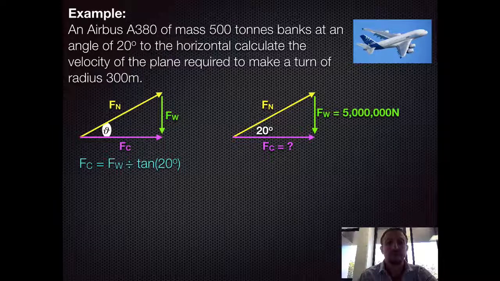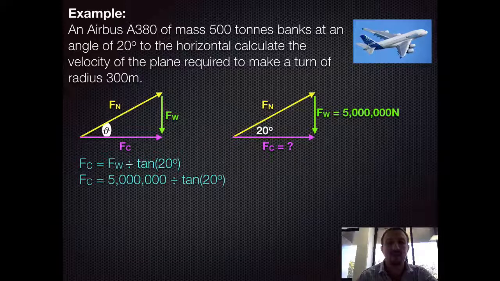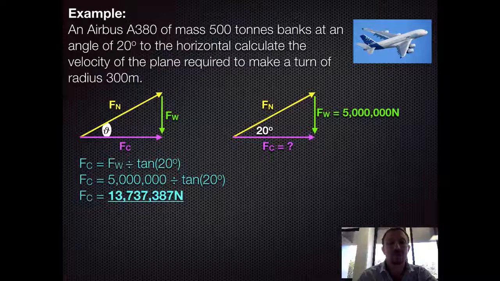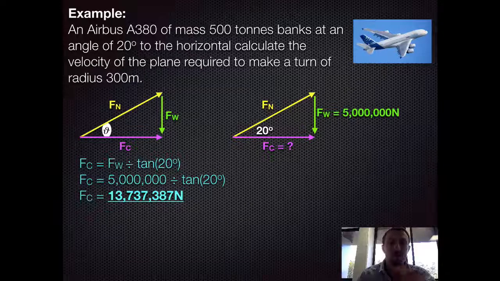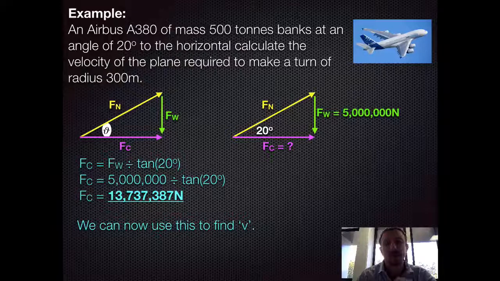So from this, centripetal force is going to be the weight force divided by tan 20 degrees. So I can substitute all that in, and I get 13,737,387 newtons. Now you'll notice that that is bigger than the weight force. That makes sense because obviously it's lifting this whole thing up in the air, so it must be greater than the weight force acting straight down. So now I know my centripetal force. We can now use this to calculate v.